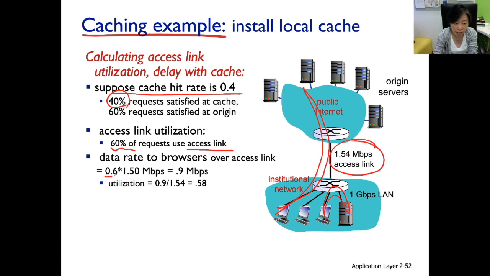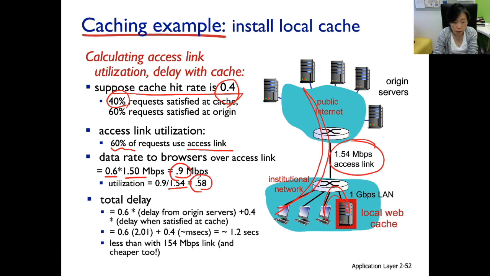And how much is that? 60% of the traffic, then it's only this much traffic on the 1.45 megabits access link, only 58%. So we cut the utilization from 99% to 58% if we ended up having this hit rate. Now let's calculate the total delay. So 60% of the time, it's going to be long delay all the way to the server and back. 40% of the time, just on the local LAN.